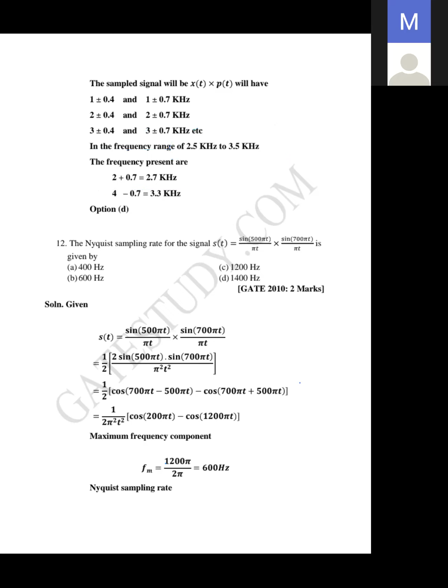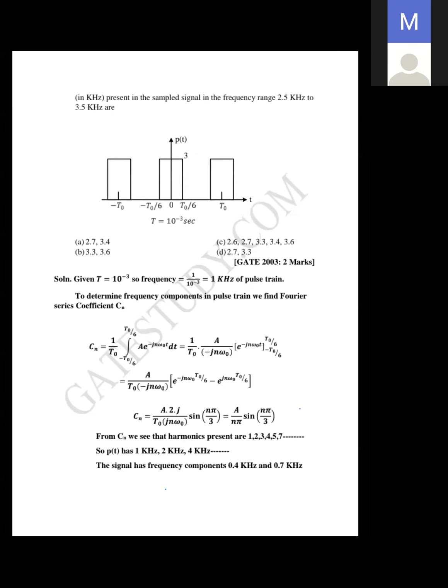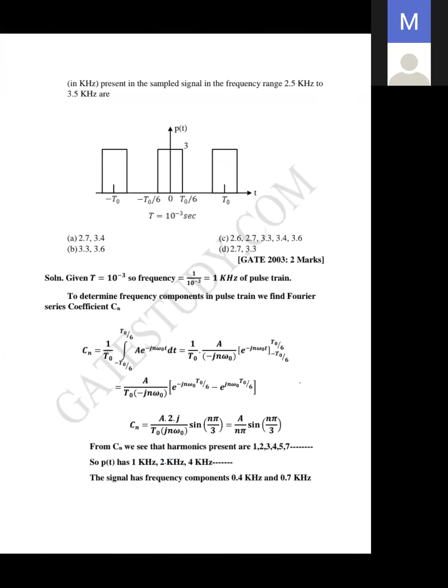So from the given options, just check whether we have 2.7 and 3.3. We will get one option from this. That is nothing but the option 2.7 and 3.3.